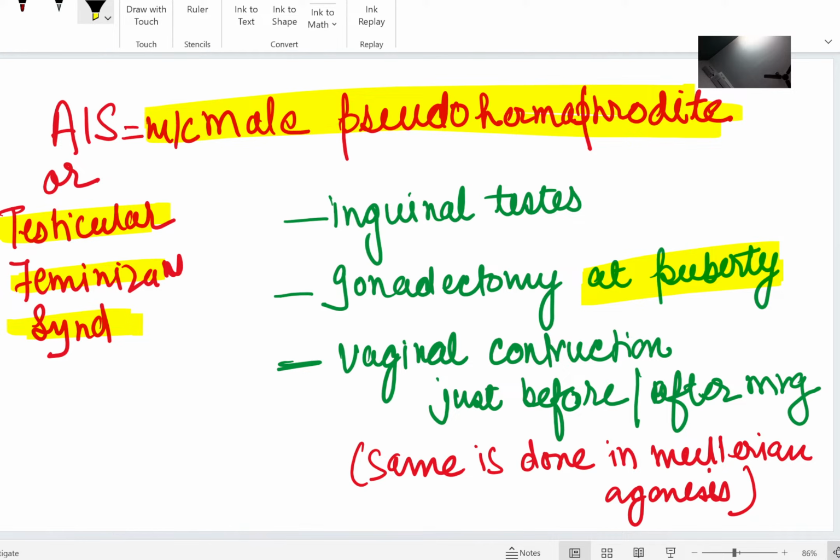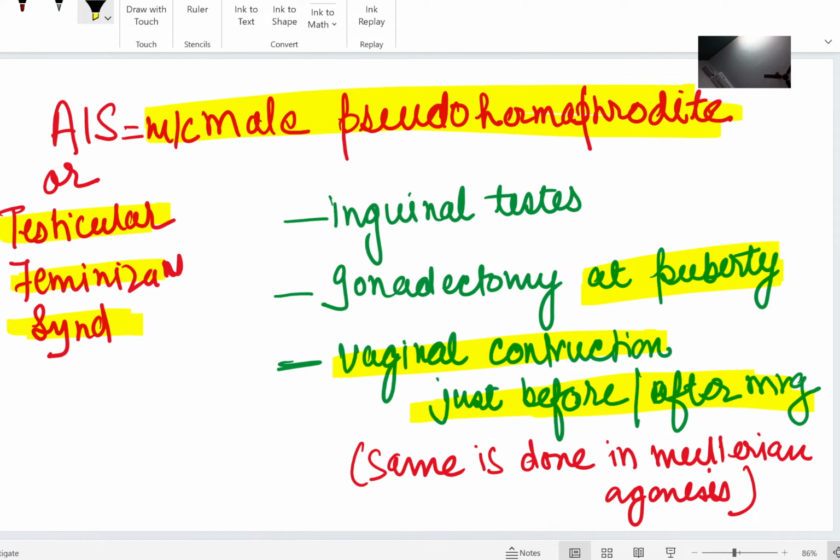Both Mullerian agenesis and AIS have a blind vagina, so that they can live their normal life, they can have intercourse. The vagina construction is done just before or after marriage, so that while they are having intercourse, if they use it, then their vaginal reconstruction will be fruitful. Okay, is it okay? So the vaginal construction is done just before or after marriage.